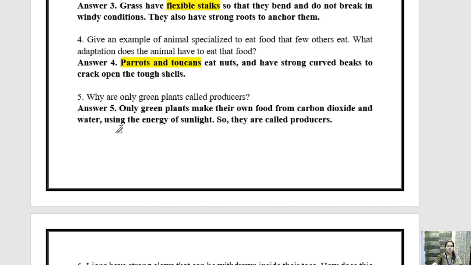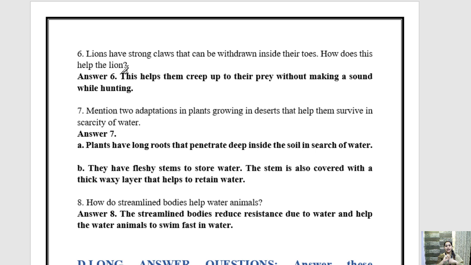Got it? Now, question 6. Lions have strong claws that can be withdrawn inside their toes. How does this help the lion? So we know that they have claws and they can be withdrawn, they can retract inside the toes. So how does this happen? What does it help with?